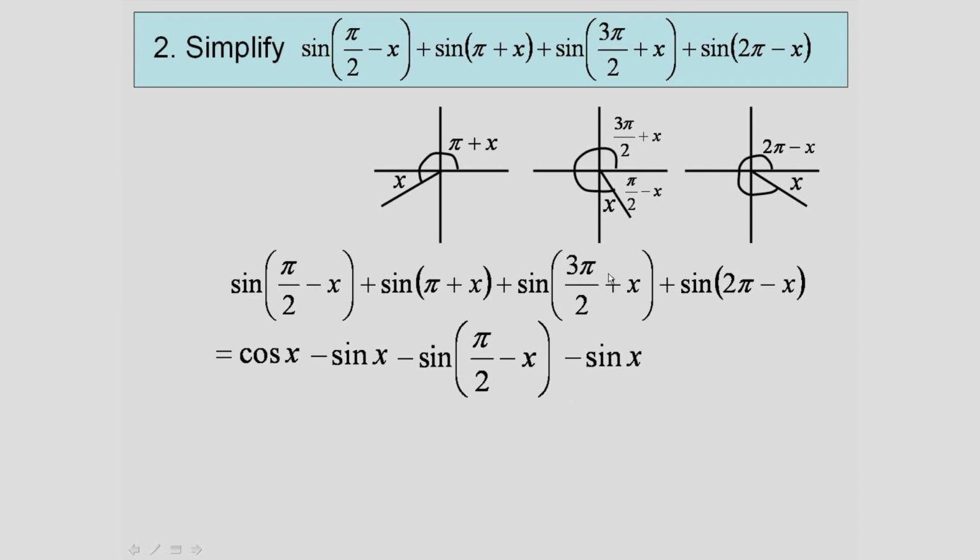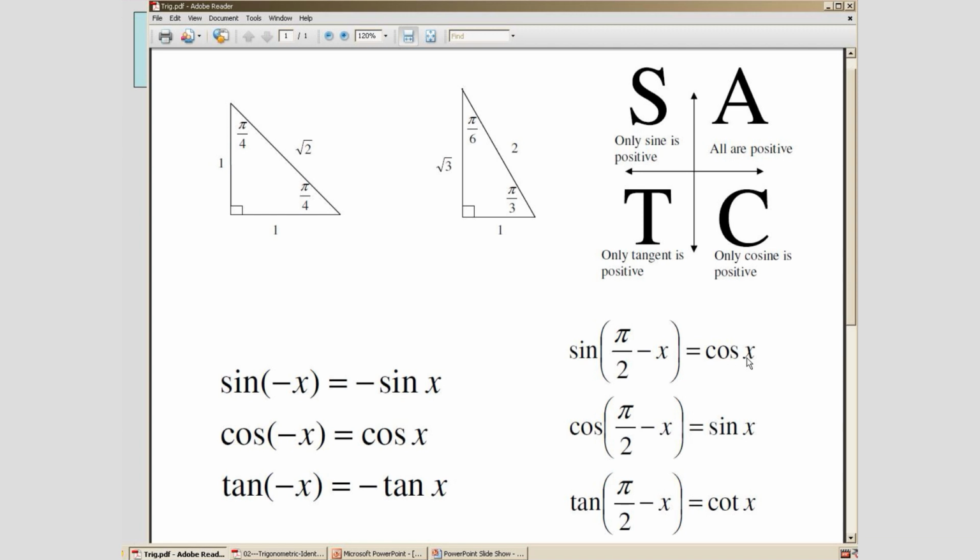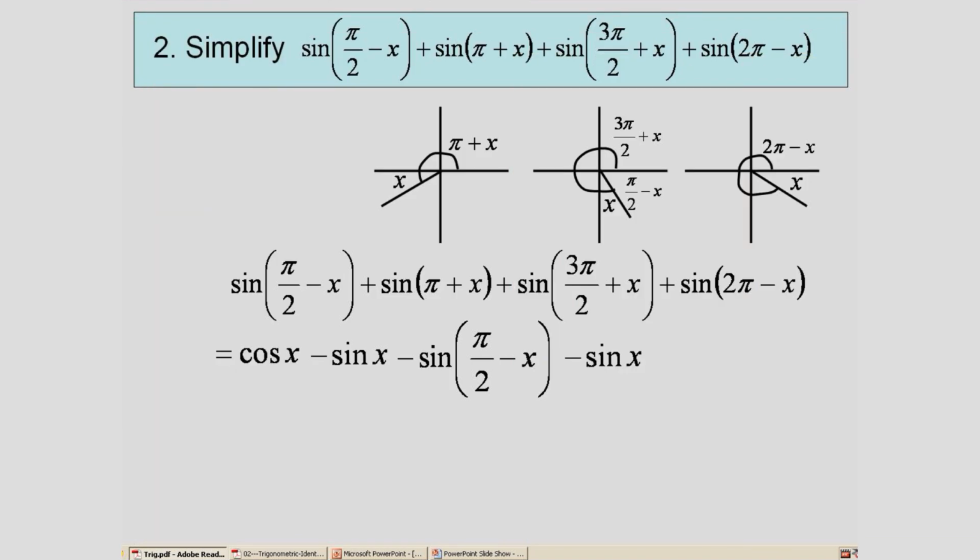Now, you might think, well, it's not really any better than it was in the previous line, 3 pi over 2 plus x, but I disagree with you because sine of pi over 2 minus x, as we saw earlier, can be written as cosine of x. So in the next line, we'll rewrite cos x. We'll rewrite minus sine x, but this here we know is cos x, so we can just write minus cos x and then minus sine x.